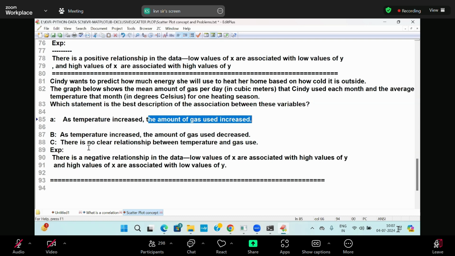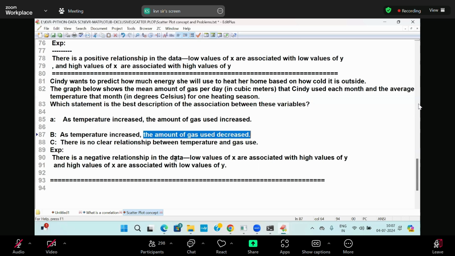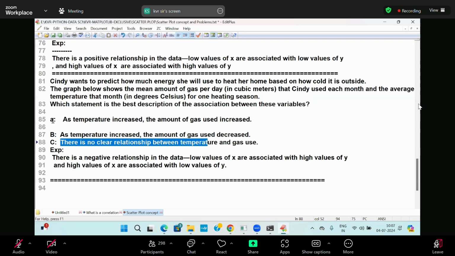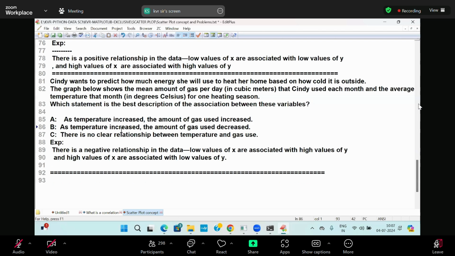So option A: as temperature increases, the amount of gas used increases. Next, as temperature increases, the amount of gas used decreases. And there is no clear relationship between temperature and gas used. What is your understanding here? A and B answer, and then C. A is a relationship where increased goes with increased; that is a positive relationship. Increased with decreased is called something opposite. And in C there is no clarity. What is your answer? Come on.